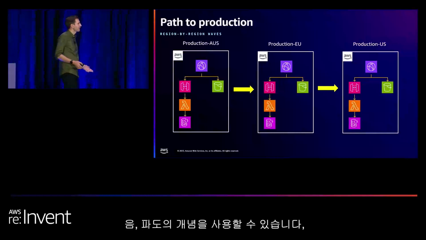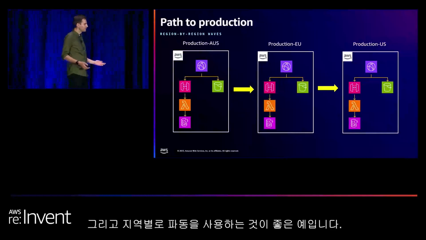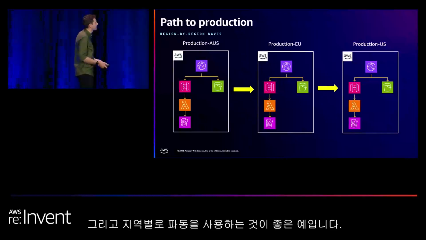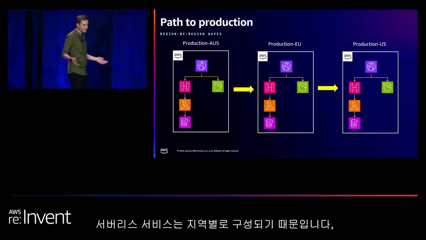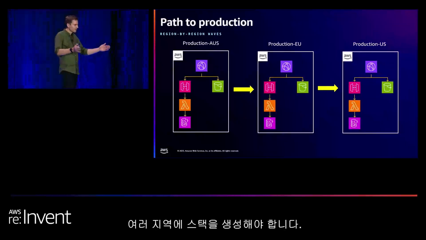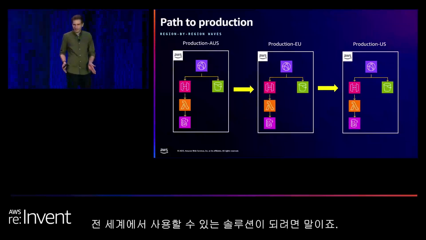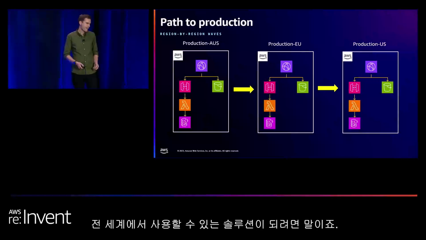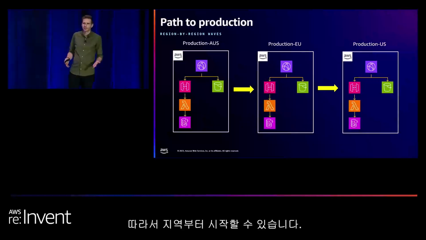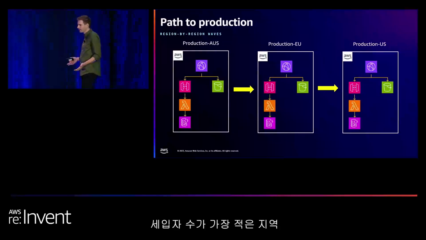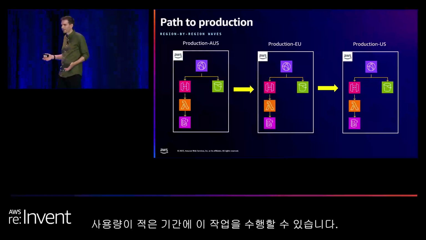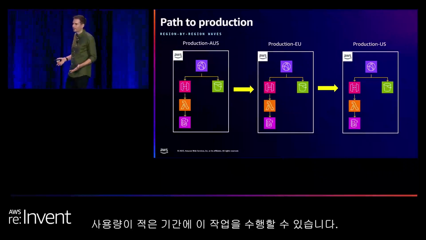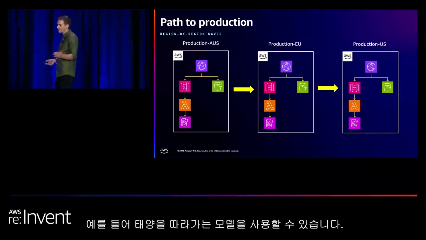Well, we can use a concept of waves, right? And region by region is a good example of using waves. Because serverless services are regional constructs, we'll have to create the stack in multiple regions if we want this to be a solution available worldwide. So we could start with the region with the smallest number of tenants through to the largest. And we might do this at a period where usage is low. And we could do a follow the sun model, for example.